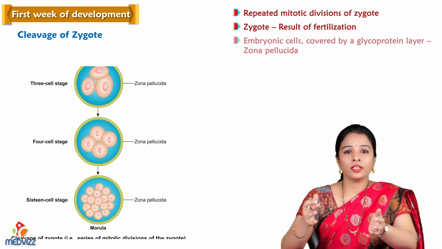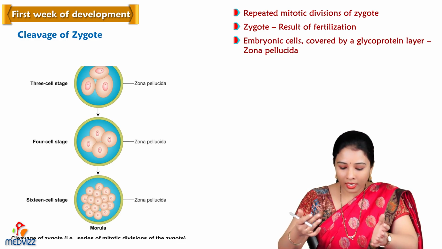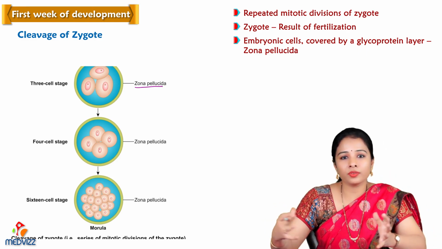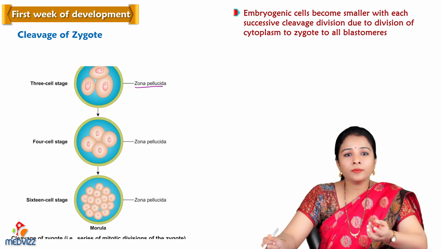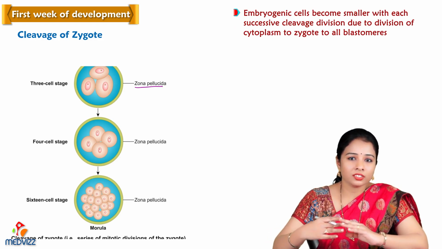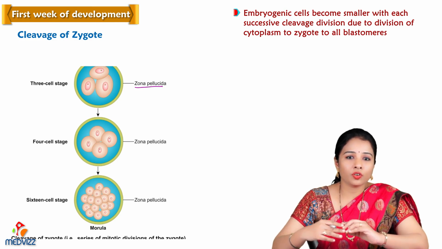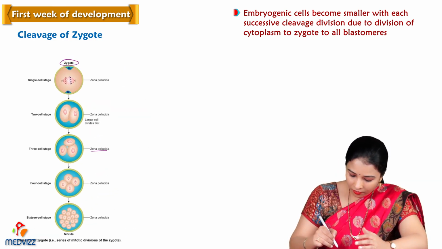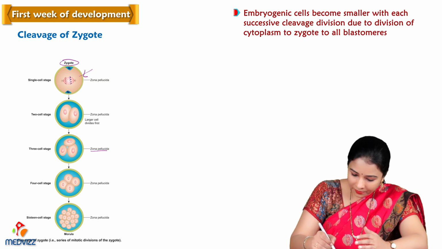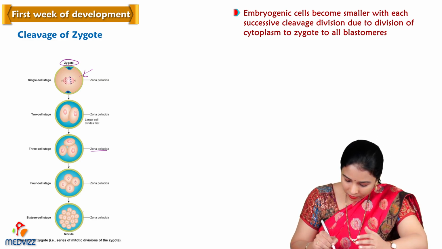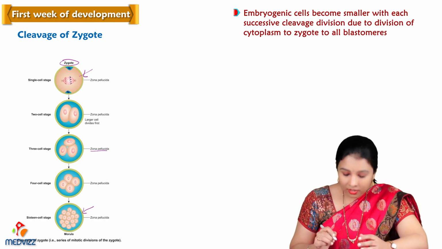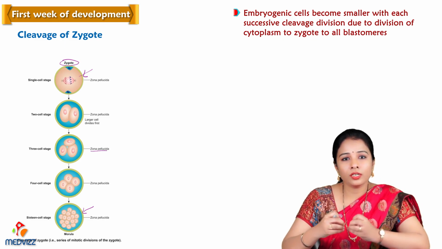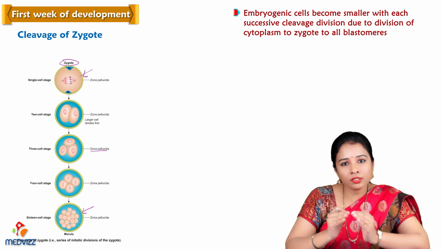These cells are surrounded by the glycoprotein layer called the zona pellucida. The cells are compactly arranged within themselves. The embryonic cells become smaller with each successive cleavage division, due to the division of the cytoplasm of the zygote. If you see in this picture, the size of the zygote is this big, and as we divide, the cells are arranged within the size of the zygote itself. Only the cytoplasm splits, forming a number of smaller cells within the compact space.